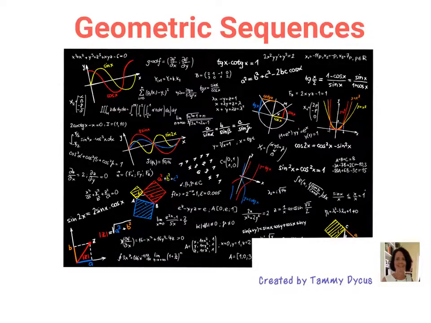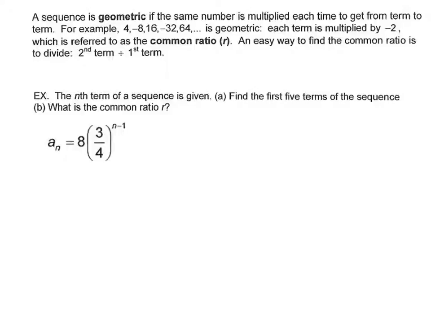Geometric sequences. A sequence is geometric if the same number is multiplied each time to get from term to term. For example, 4, -8, 16, -32, 64, and so on forever is geometric because each term is multiplied by -2. And this is referred to as the common ratio, or r. An easy way to find the common ratio is to divide the second term by the first term.